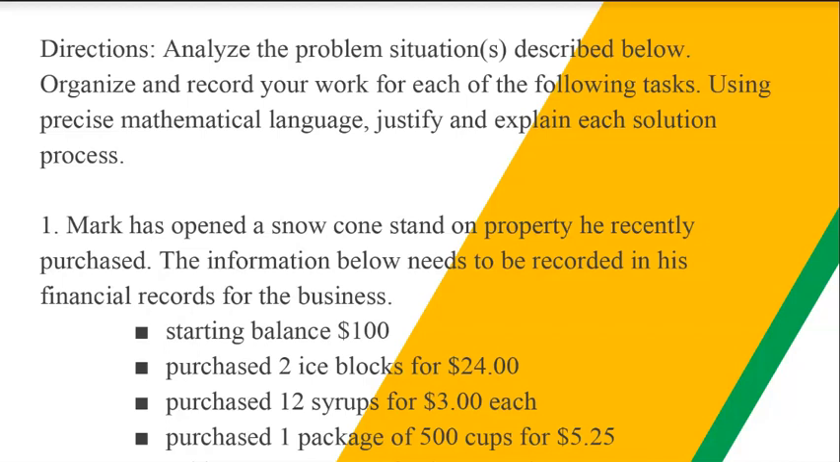Question 1. Mark has opened a snow cone stand on property he recently purchased. The information below needs to be recorded in his financial records for the business. Starting balance, $100. Purchase 2 ice blocks, $24. Purchase 12 syrups for $3 each. Purchase 1 package of 500 cups for $5.25.